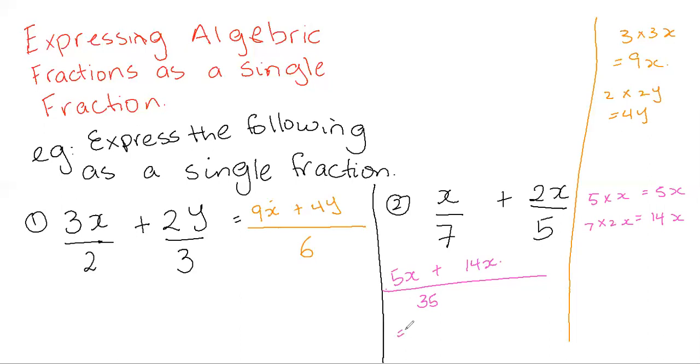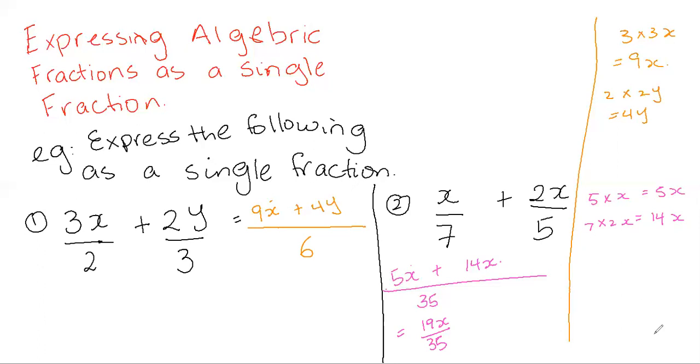Then we check to see if we could simplify this. This is on x, this is on x, so we could simplify this, we could add them. So 5 and 14 is 19. We're looking at x, so my answer is 19x over 35. Notice we couldn't simplify the previous one because this was an x, this was y.